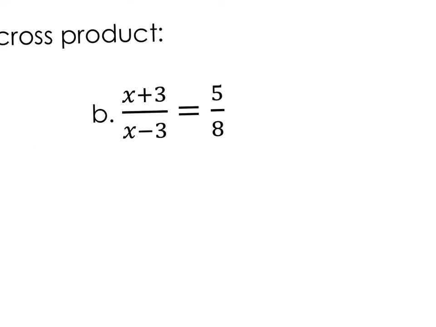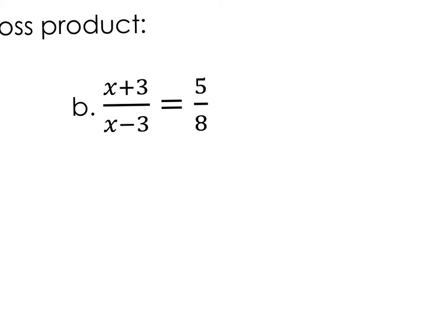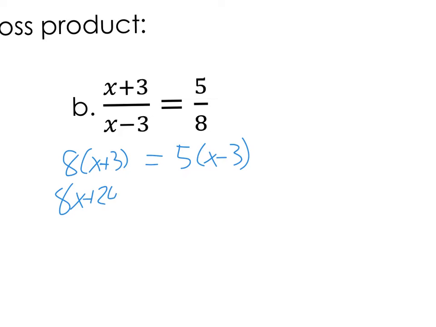B, same sort of thing. Cross products. Set up our cross product. 8 times x plus 3 must be equal to 5 times x minus 3. Simplify. 8x plus 24 must be equal to 5x minus 15.